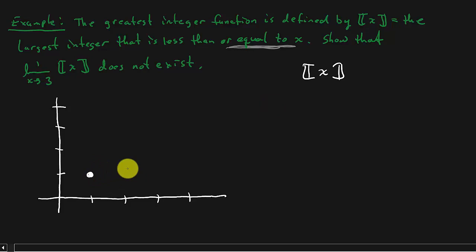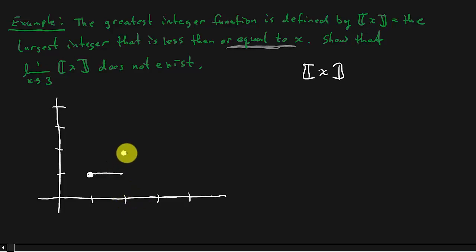If I plug in 1.99999, what do I get? I get 1, right? It's the largest integer that is less than or equal to whatever that number is. And if it's 1.9999, then that would be 1. So what this is going to look like is just a straight line across there. But right here when I get to 2, well, if I plug 2 in, what does that do?